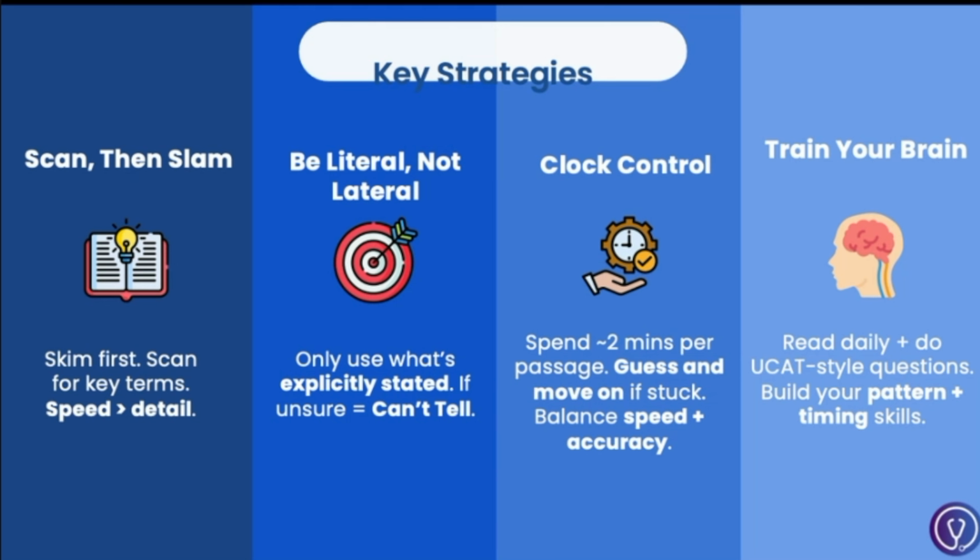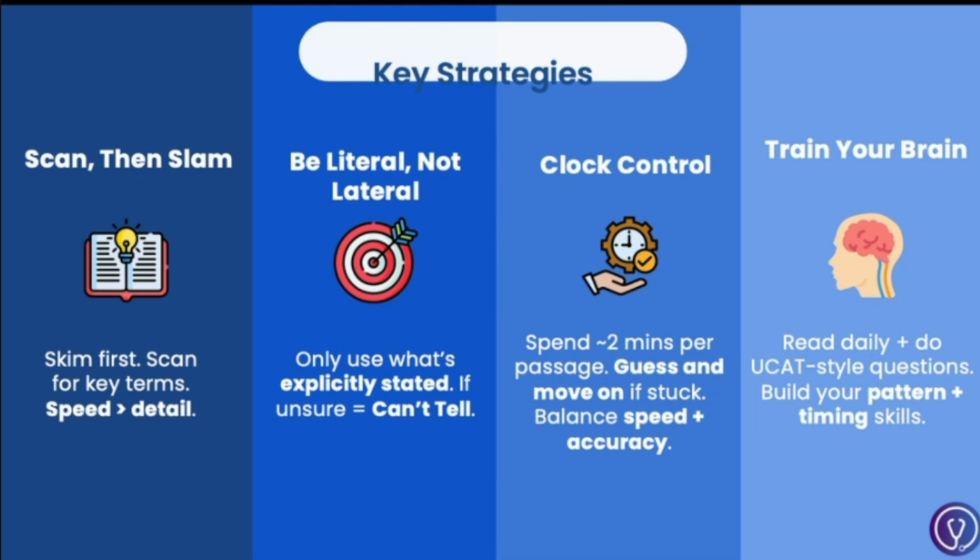When it doesn't talk about that piece of information in the way that you want it to, it can't tell. So questions first, then skim the text and scan for key terms, and you should be able to answer a lot of the questions then. Clock control, so you spend about 2 minutes per passage. 2 minutes is 4 times 30 seconds, so that's 4 questions per passage.